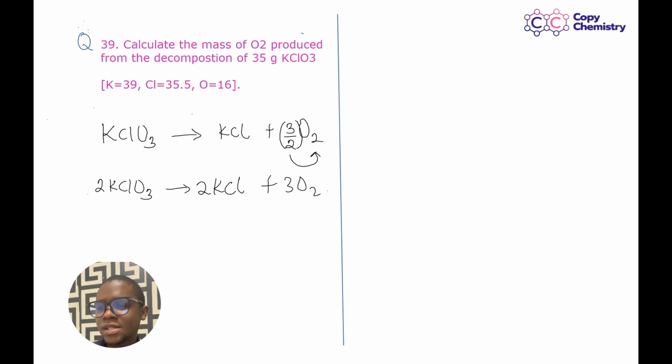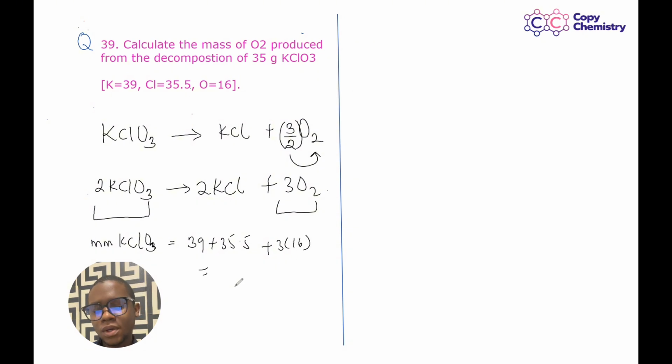So that's it. Calculate the mass of O2 from the decomposition of this. Can we get the molar mass of KClO3 real quick? Can somebody do that for us? K is 39, Cl is 35.5, our oxygen is 3 times 16. So what are we going to get? 122.5 grams per mole. Thank you.